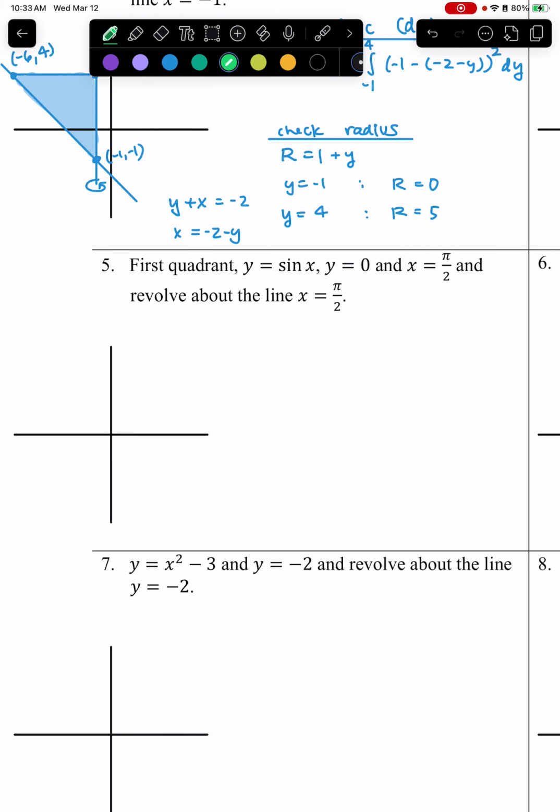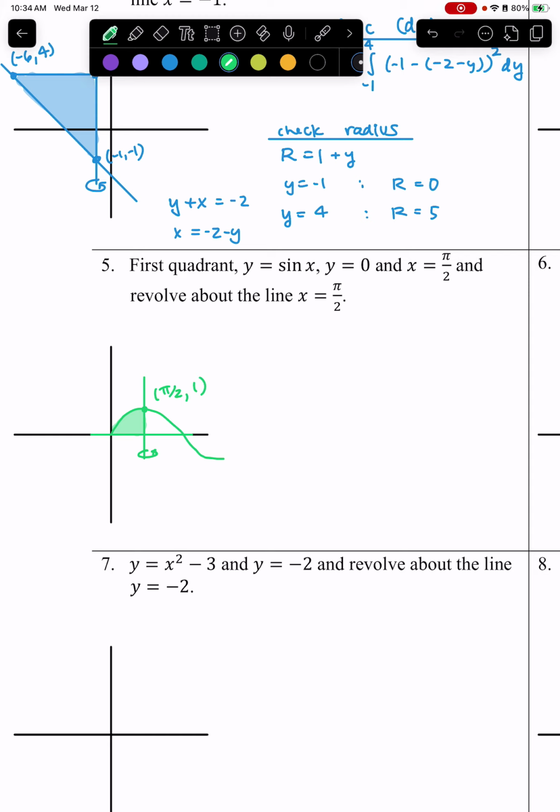Number 5, first quadrant, sine of x, y equals 0 and x equals pi over 2. All right, so hopefully you remember from a unit circle that sine has a maximum value of 1 at pi over 2. So sine starts at the origin and then does this. Pi over 2 is going to be that maximum value. So this point right here is pi over 2 for the x. Our max of sine is 1. And then we're rotating around this line.